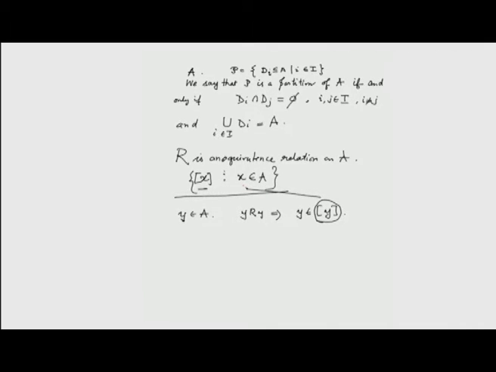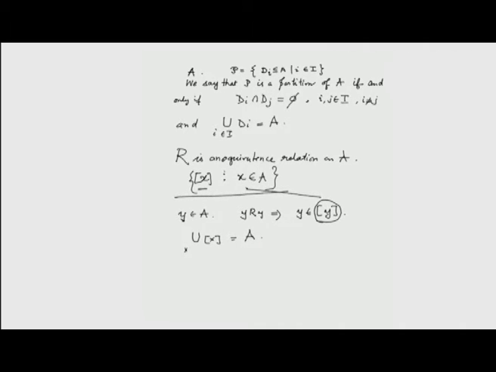So, this shows that if I consider the union of all the equivalence classes, where x varies over all the disjoint equivalence classes, then I will get the whole set A.